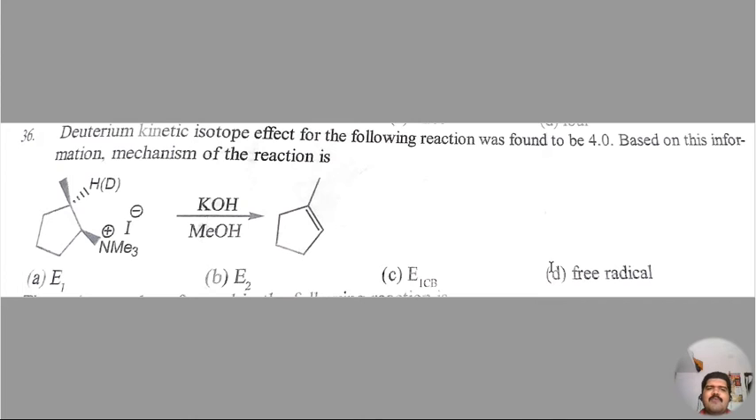Okay. Now, next one. Deuterium kinetic isotopic effect for the following reaction was found to be full. Based on this information, mechanism of the reactions. Because what is happening here is that this NMe3 group and a proton is getting eliminated, and if you replace it with the deuterium, the reaction rate becomes much faster.